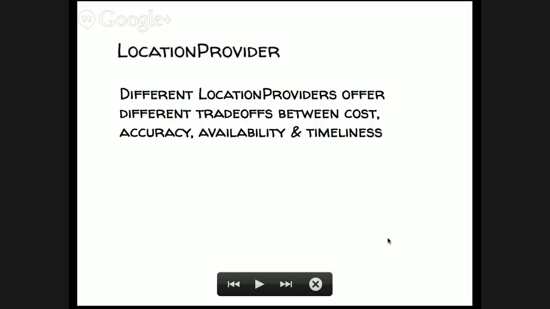So as I said, there is a trade-off between the cost, accuracy, availability, and timeliness. Depending upon which technology you select, you get a trade-off between all these things. Whenever you get a location, you get all these fields: latitude, longitude, timestamp, accuracy, speed, altitude, right? So there is also a timestamp. Location always comes with a timestamp, so you can compare with the current time and find out whether it's latest or not.